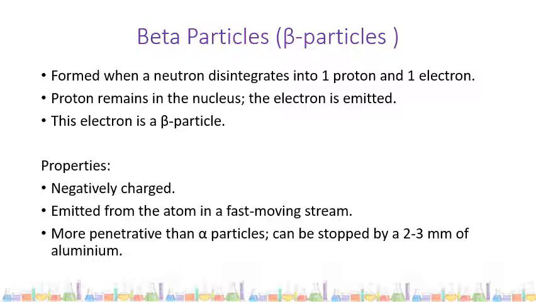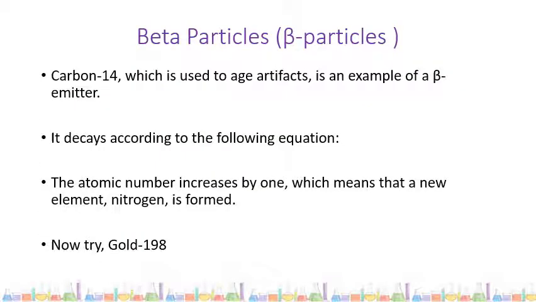It's also more penetrative than alpha particles, and in order to stop it, you would need 2 to 3 millimeters of aluminium, as opposed to the few sheets of paper or the skin that would block alpha particles. Carbon-14 is an example of a beta emitter. It's used to age deceased living things. You might have heard of carbon dating in history before.